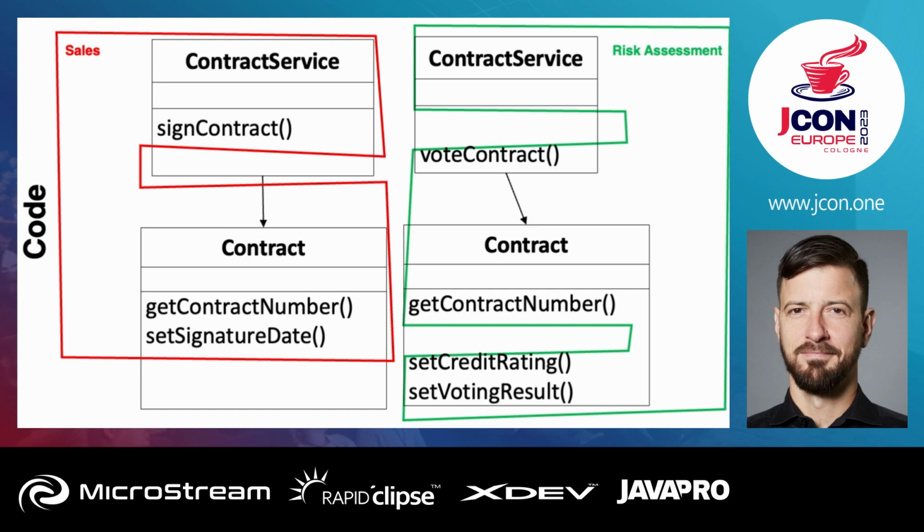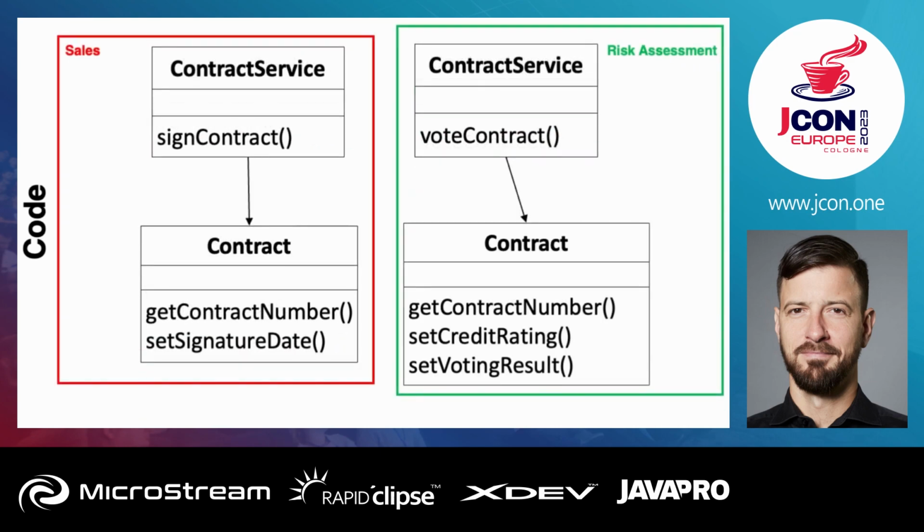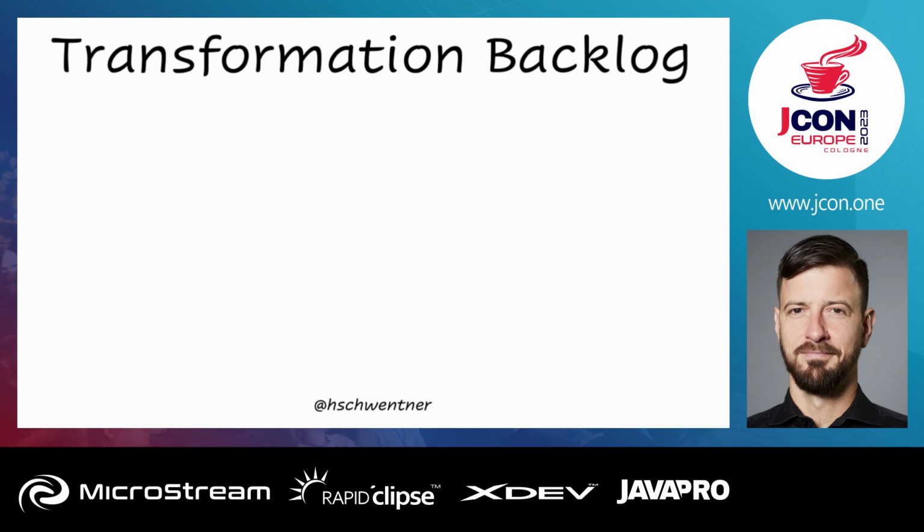So to go this way, that's what we want to do. And when we clean that up, then we get some nicer, smaller domain models inside of these bounded contexts here, sales and risk assessment there. That's where we want to go. How do we get there? Well, that will take, of course, quite some time.